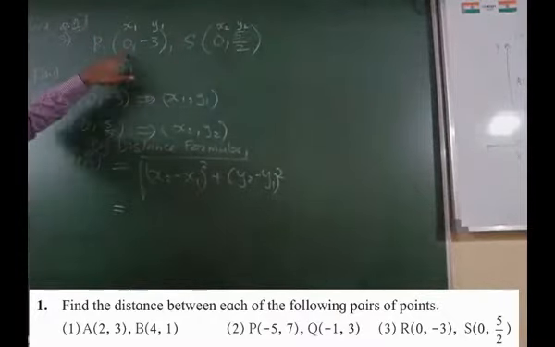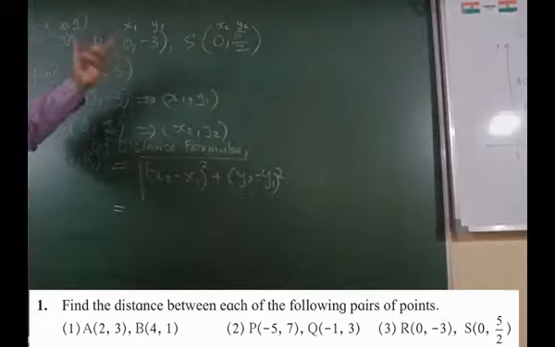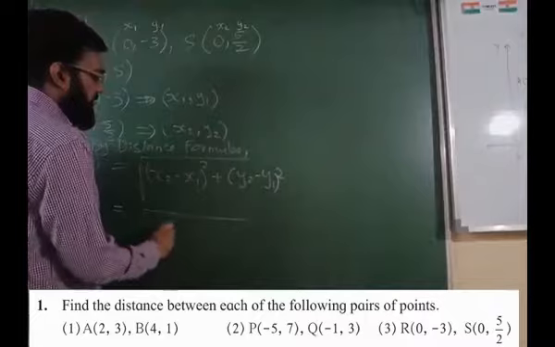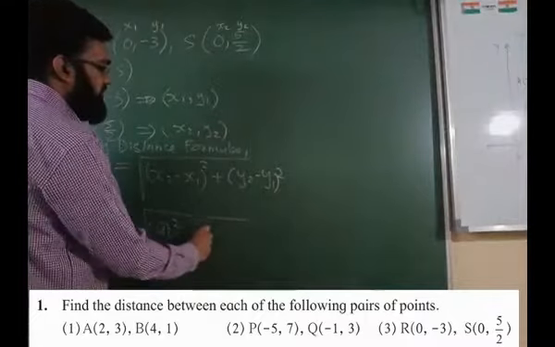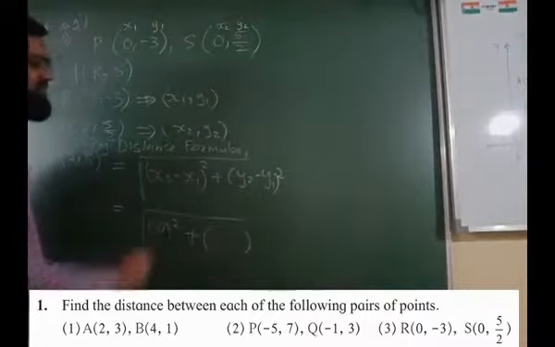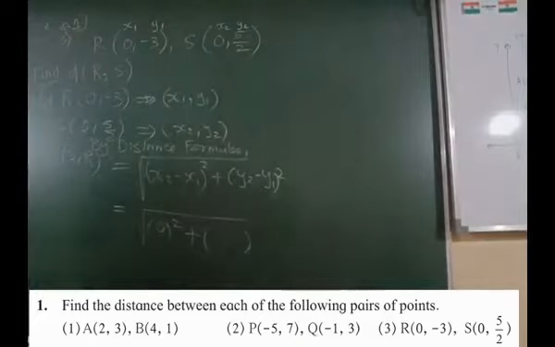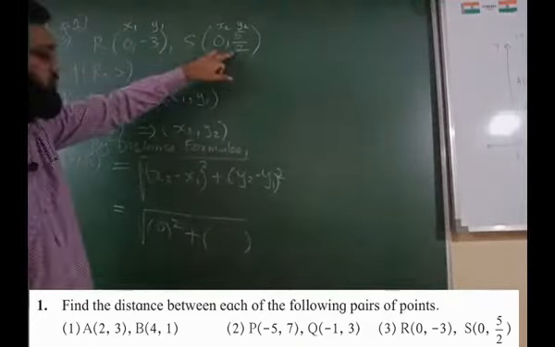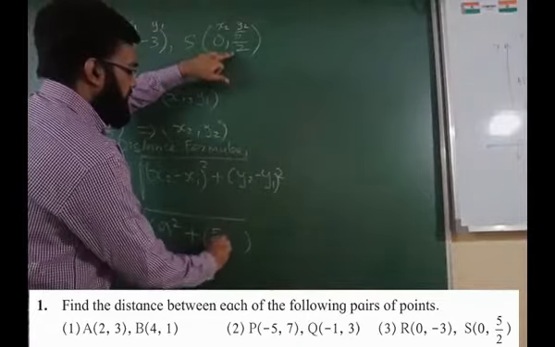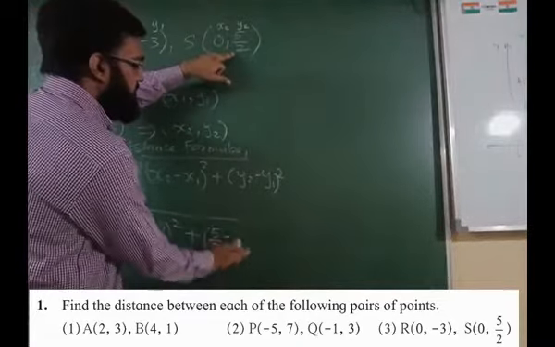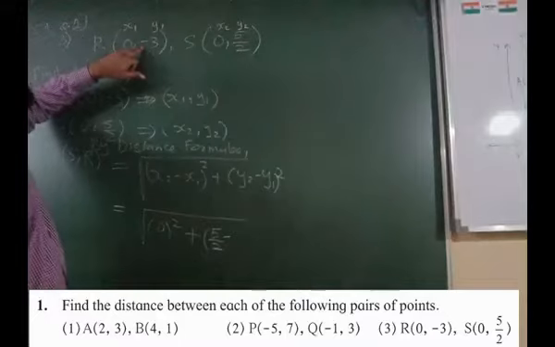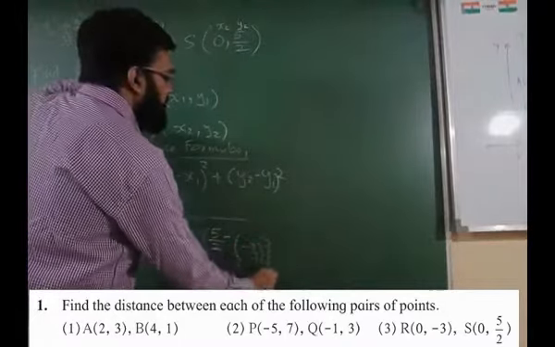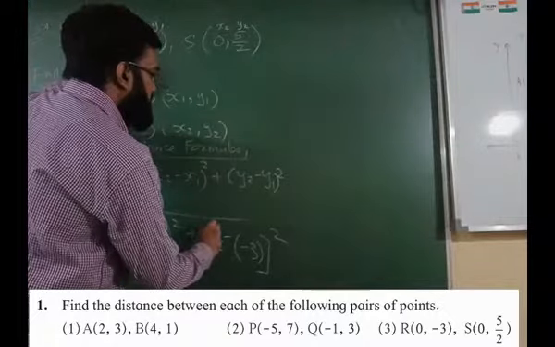x2 minus x1, 0 minus 0, doesn't matter, 0 minus 0 is 0 only. So I'll write 0 the whole square plus, even if you don't write it doesn't matter, but write it for the purpose of the steps to be written. y2 minus 5. So what is y2? 5/2 minus y1, what is y1? -3. So minus 3 and then you will do the whole square.